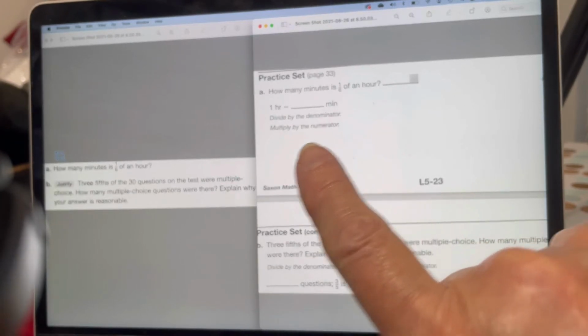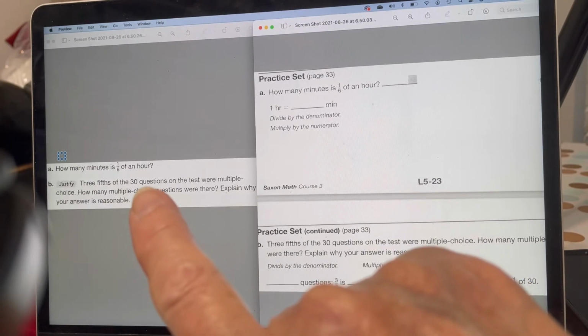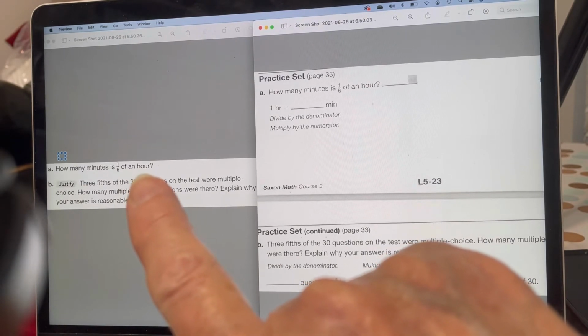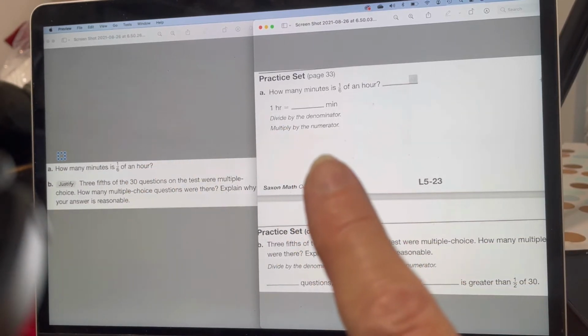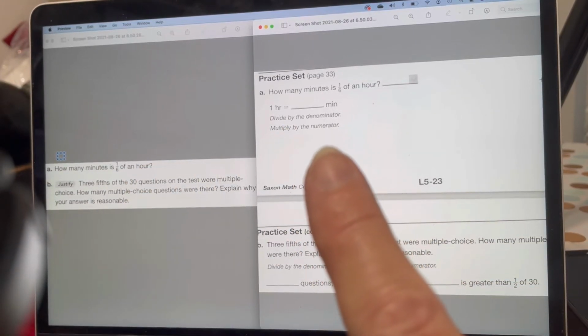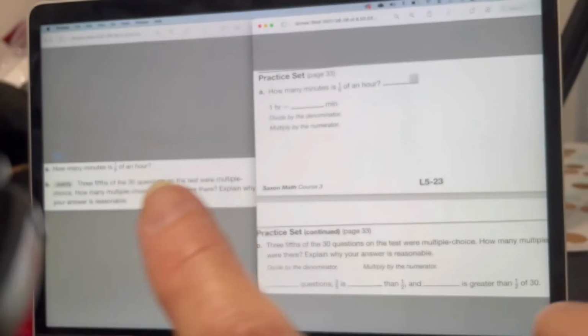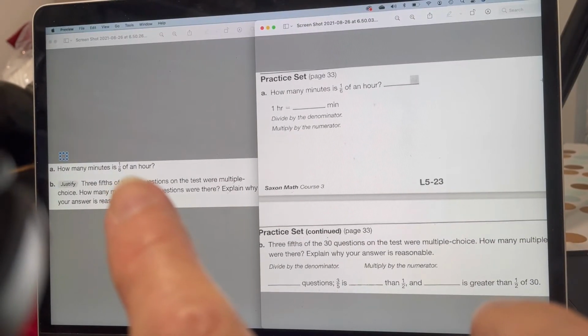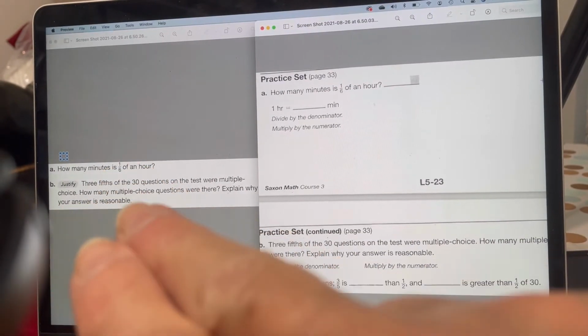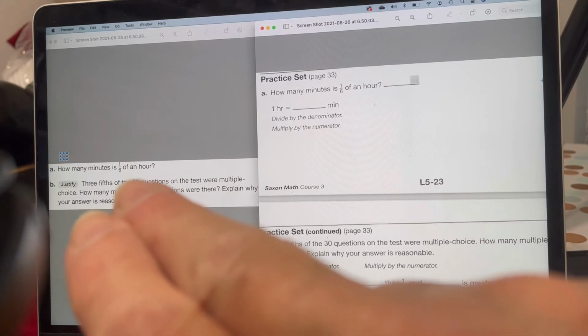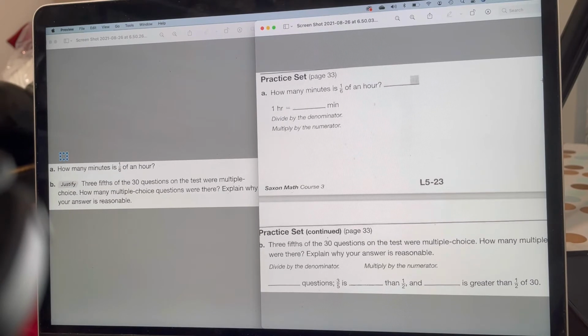This is the same problem as this one is. How many minutes is 1/6 of an hour? It's just that this one that I'm giving you in the workbook has some hints. This one over here is the book problem, and it has no hints. It's the same question, but in the workbook you have hints. In the book problem, you don't have as many hints.